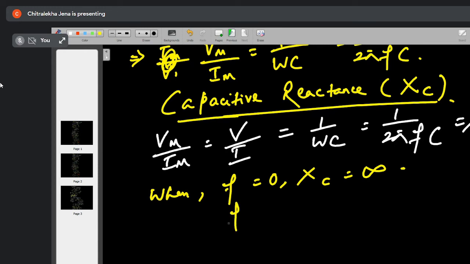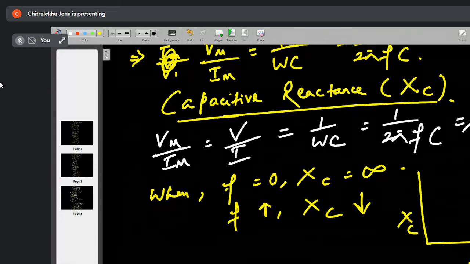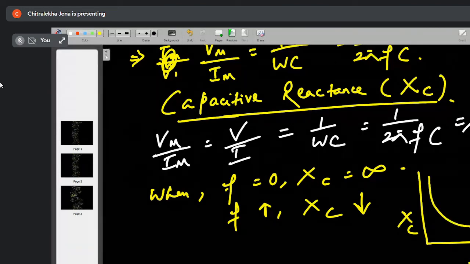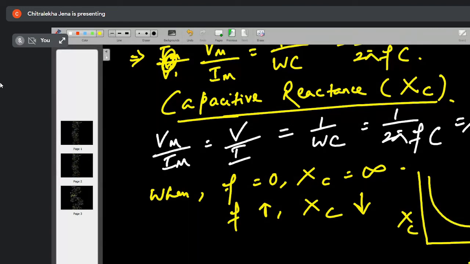So F increases, what happens to Xc? Decreases. So if we draw the graph between F and Xc, the graph will be like this. At DC supply, when F is equal to 0, this is the DC case. At that time Xc is equal to infinite.